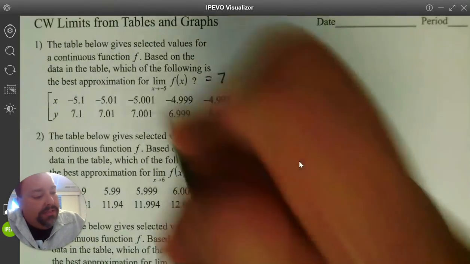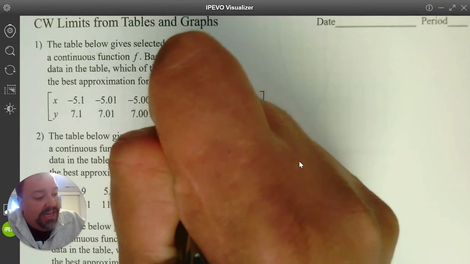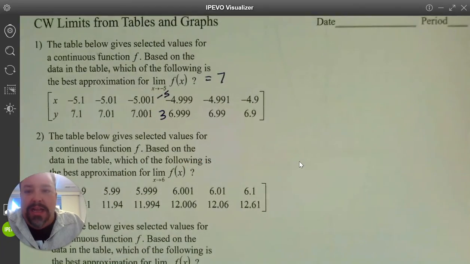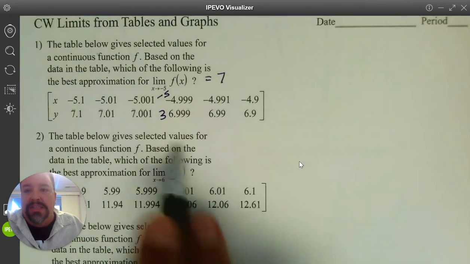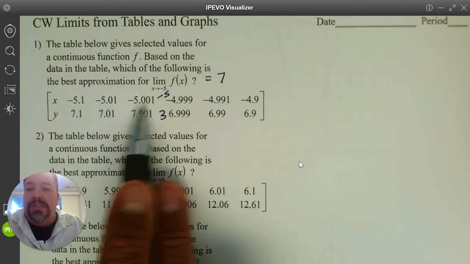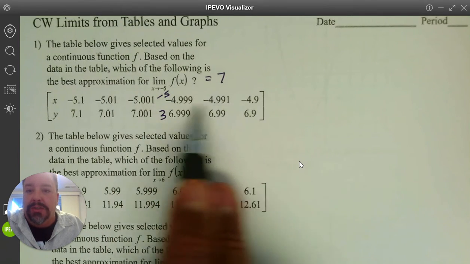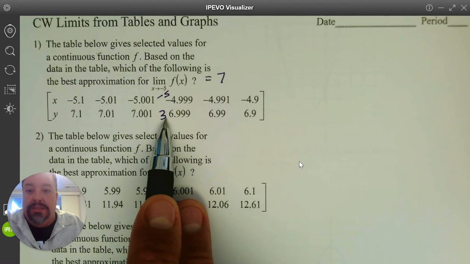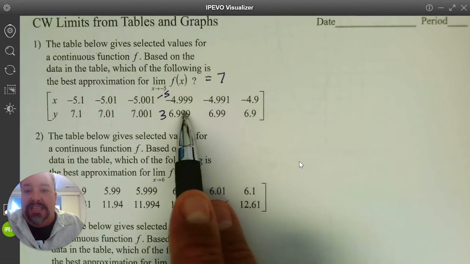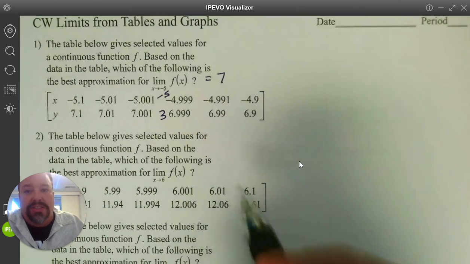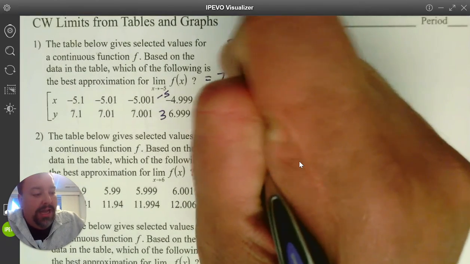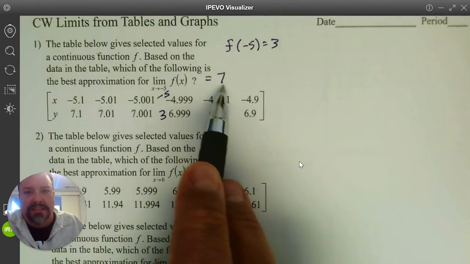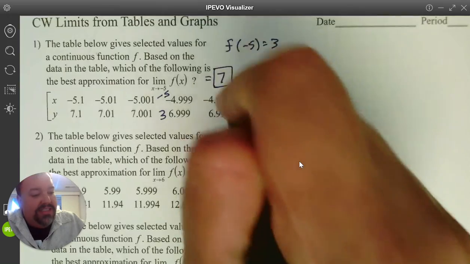Now one thing to pay attention to is it doesn't even matter. I could have had an extra entry in my table, -5, and say this is 3. That would not affect the limit at all because the limit is what happens to the y values as we get closer and closer. It doesn't matter if at -5 it actually turns into a different value because we can see that the y values from both sides are approaching the same number. We might write f of -5 is equal to 3, but that's not the same as the limit. So the limit for this problem is just 7.